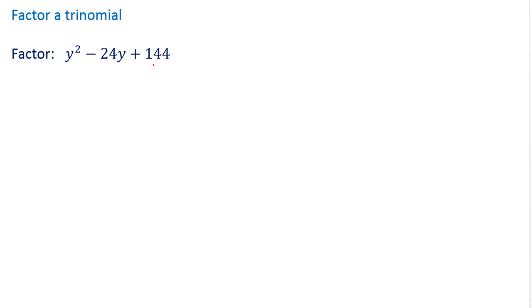Now, a method for doing this is to find numbers that multiply to equal 144, and at the same time add to be negative 24. Okay, so again, multiply to be the constant, that's the term that has no variable, and add to be the y term, the one that's not raised to a power. It's really raised to a power of 1. So multiply to be the constant, add to be the middle term. And if you find a pair of numbers that makes this true, then the problem is factorable.